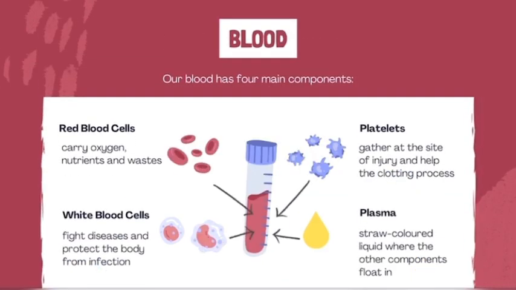Red blood cells carry oxygen, nutrients and wastes. Platelets gather at the site of injury and help the clotting process. White blood cells fight diseases and protect the body from infection. Plasma, a straw-colored liquid where the other components float in.